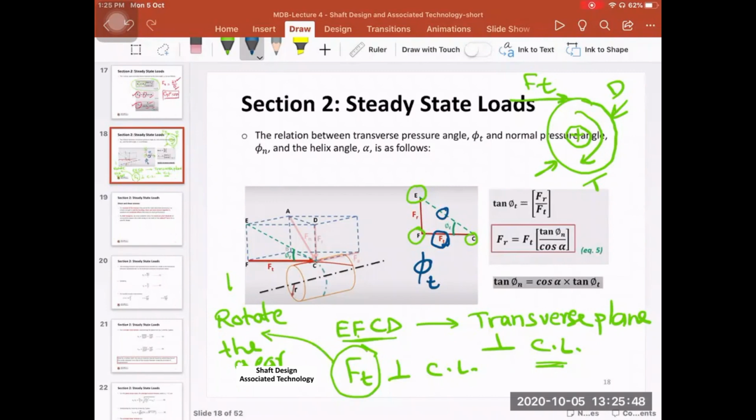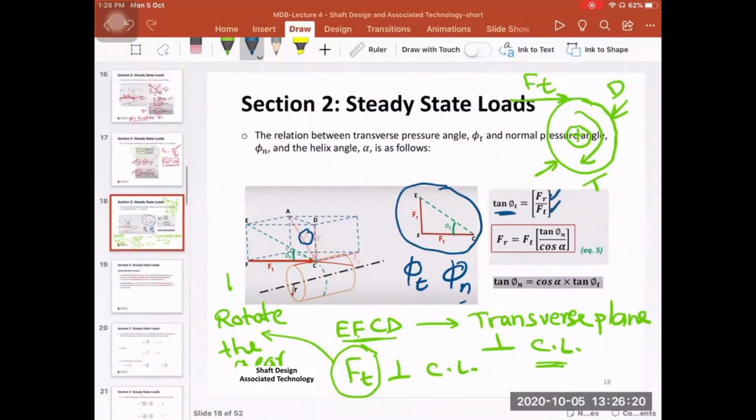So what we need to do here is find the relation between the transverse pressure angle phi t and the normal pressure angle phi n. This normal pressure angle phi n is the angle between Fn here and the horizontal line BC, based on this graph. So based on this triangle here, take tan phi t. So tan phi t is equal to Fr over Ft. This is the equation that you get from this triangle.